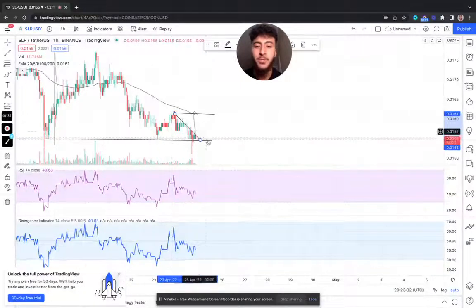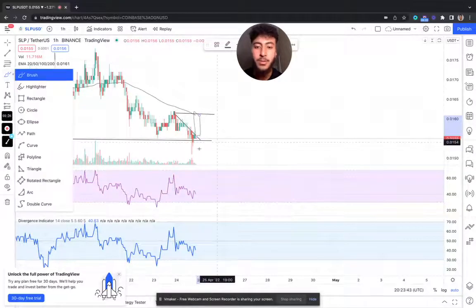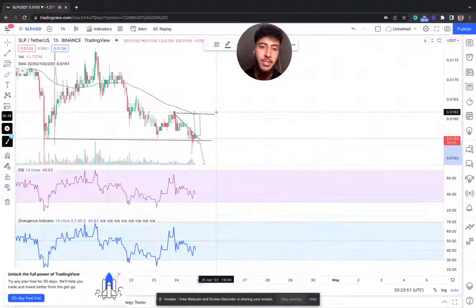But hopefully, we sustain this level, break out of the structure like I stated at these levels here, retracing back down and coming back up to 0.016. Just keep in mind that if we break these zones here at these levels and actually close at these levels, we could see some retracement back down. So please be cautious when you're taking a look at SLP.